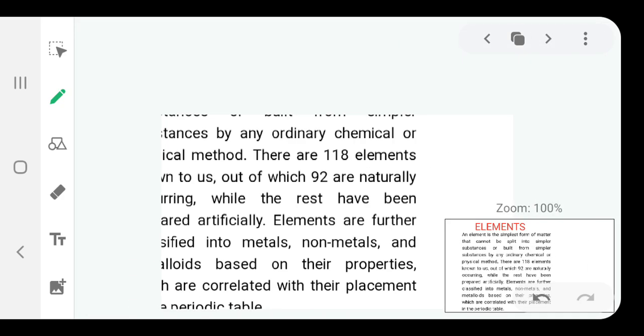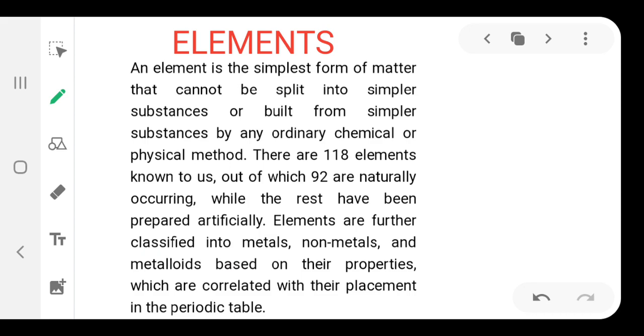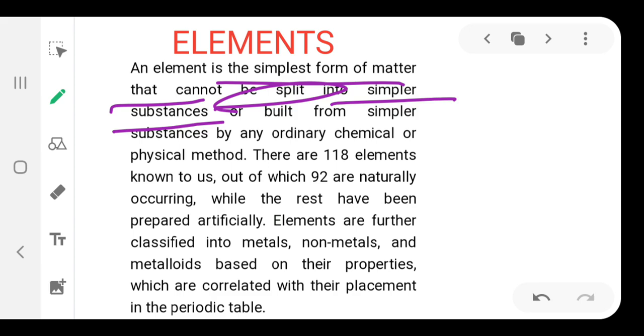Now comes your topic, what is an element. Now that should be known to you, because in the years to come, this is the basic funda for all these topics under chemistry. So an element is the simplest form of matter that I have told you, which we can't split into smaller substances or build from smaller substances by any, underline the word, ordinary chemical and physical methods.